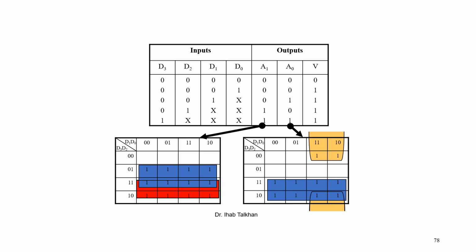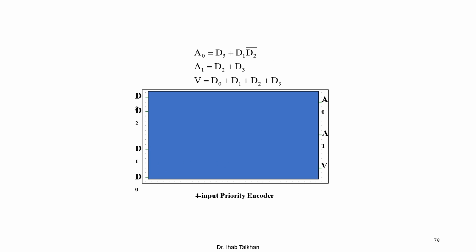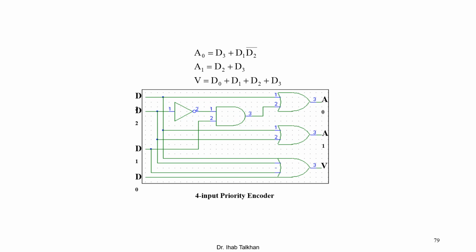And in the next slide, I'm going to give you the equations. As I mentioned in the previous slide, A0 equal D3 plus D1 D2 bar, and A1 equal D2 plus D3, and V equal D0 plus D1 plus D2 plus D3. So in order to build this function, we find that this is the hardware that reflects the priority encoder, doing it with AND, OR and NOT. Actually, you can do the same thing for this one by using a decoder, or any type of hardware. But this is actually the 4-bit priority encoder I mentioned in the previous slide.